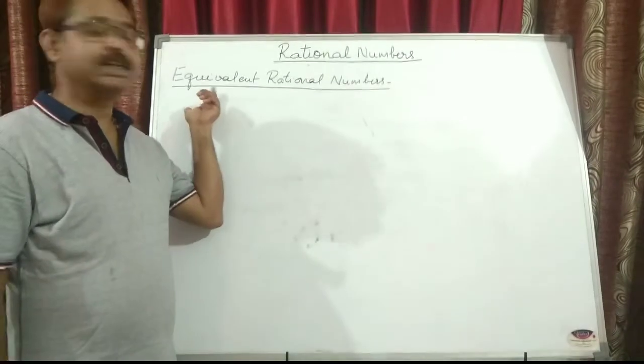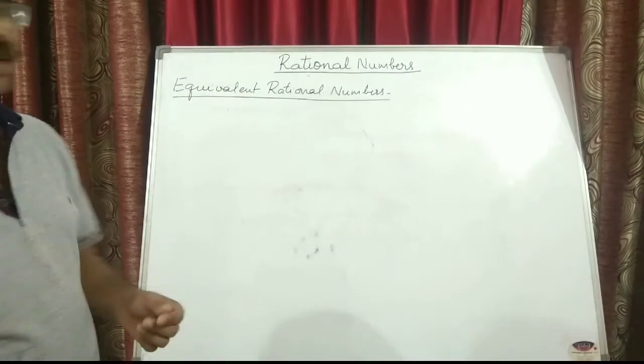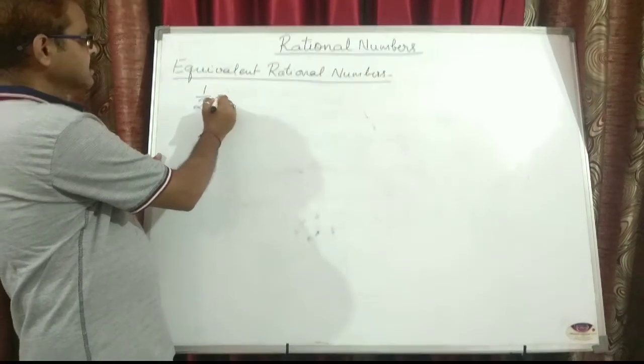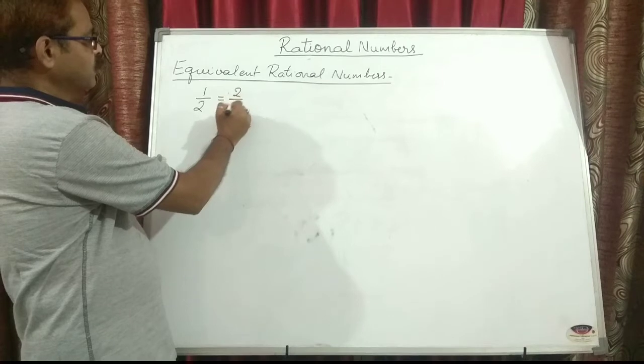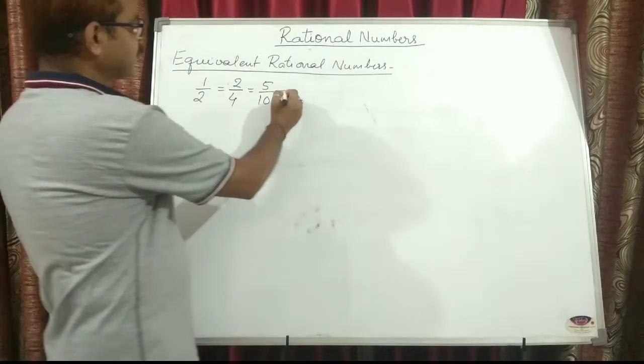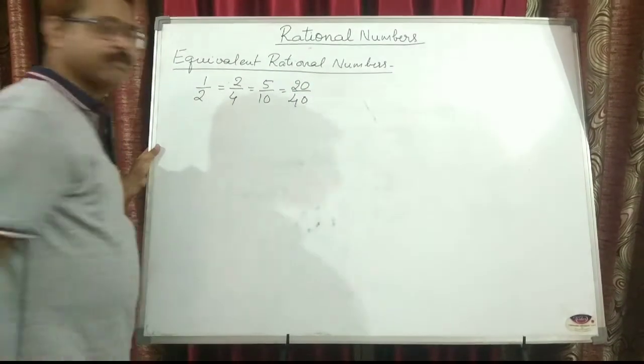Next topic is equivalent rational numbers. What is the meaning of equivalent rational numbers? Let's take an example, 1 upon 2. You can say that this is equal to 2 upon 4, or you can say it is equal to 5 upon 10, or it can be equal to 20 upon 40. I hope you can make out the difference.